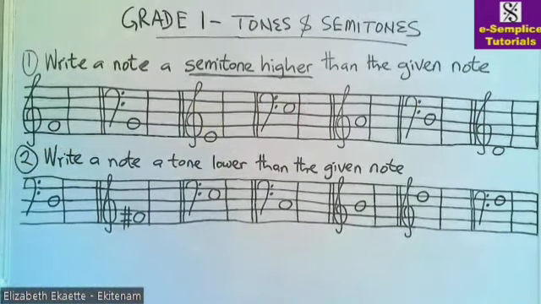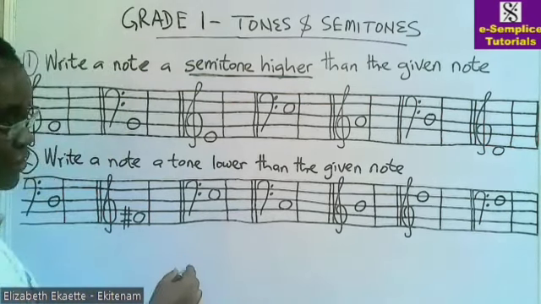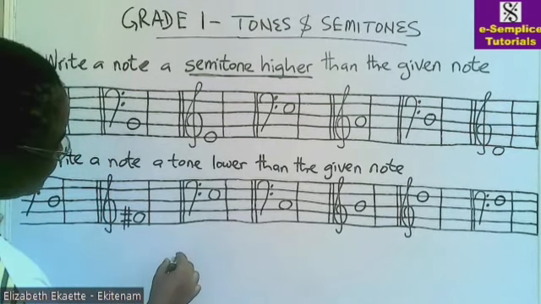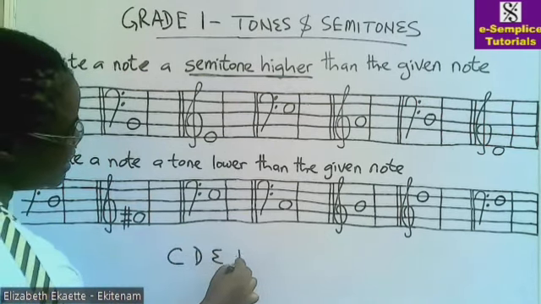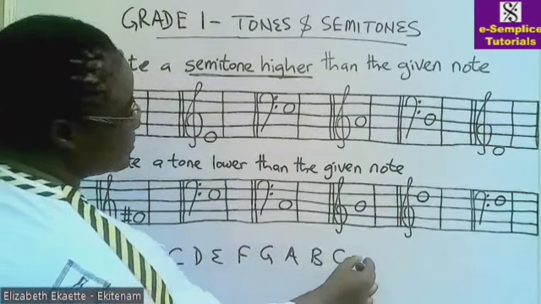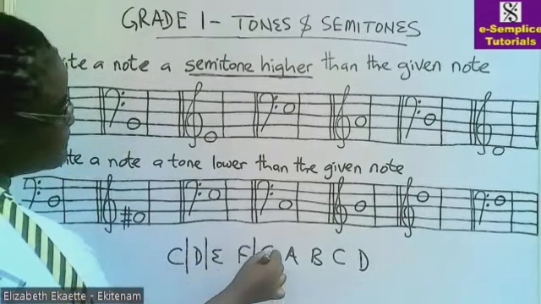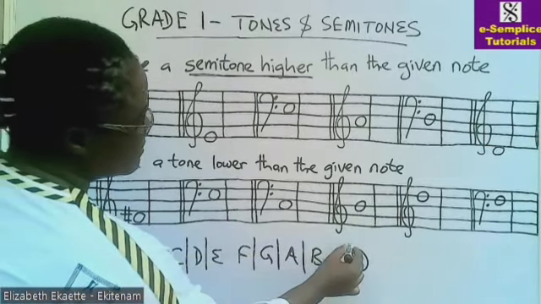In doing this, what you need is the keyboard so that you'll be able to see your pitches, your tones, your semitones clearly. So the first thing you do is sketch the keyboard. That's the resource you need. So I'm sketching it here. You have the C, D, E, F, G, A, B, C. Let's stop there. Then you put your black keys as usual, because you might be needing them.